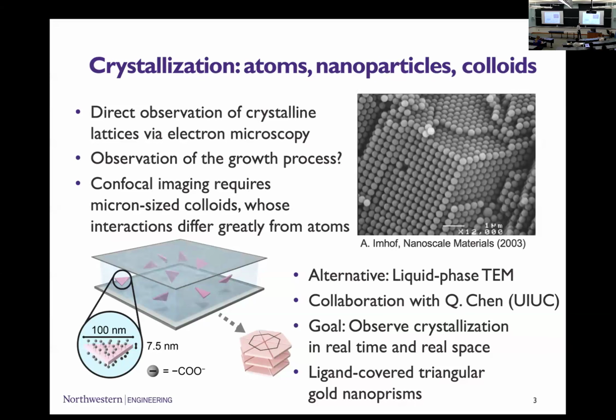So to demonstrate that we really can now see things that you couldn't see before, we developed a model system. And so we have these triangular nanoprisms, which are here at the bottom left. Because they have strong van der Waals attractions, they aggregate very quickly and get something amorphous. To avoid that, they are coated with ligands that are charged.